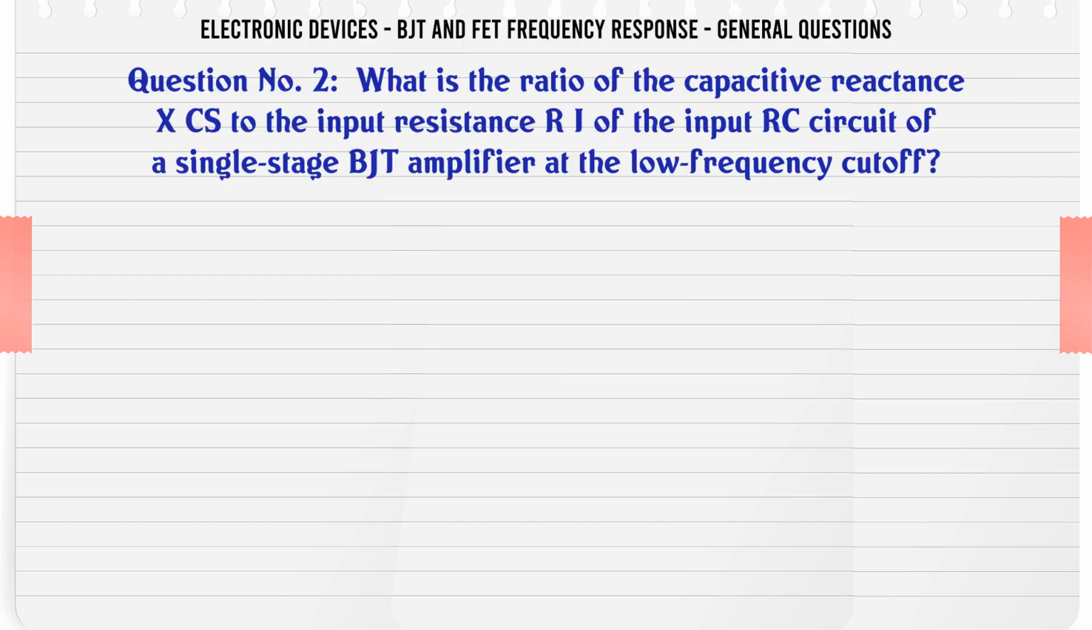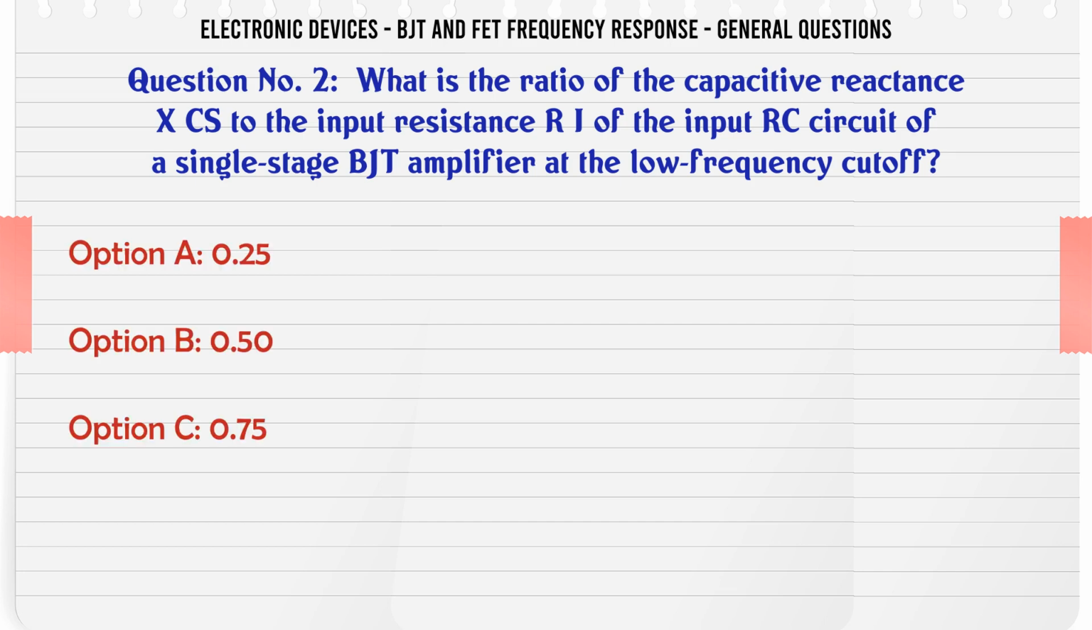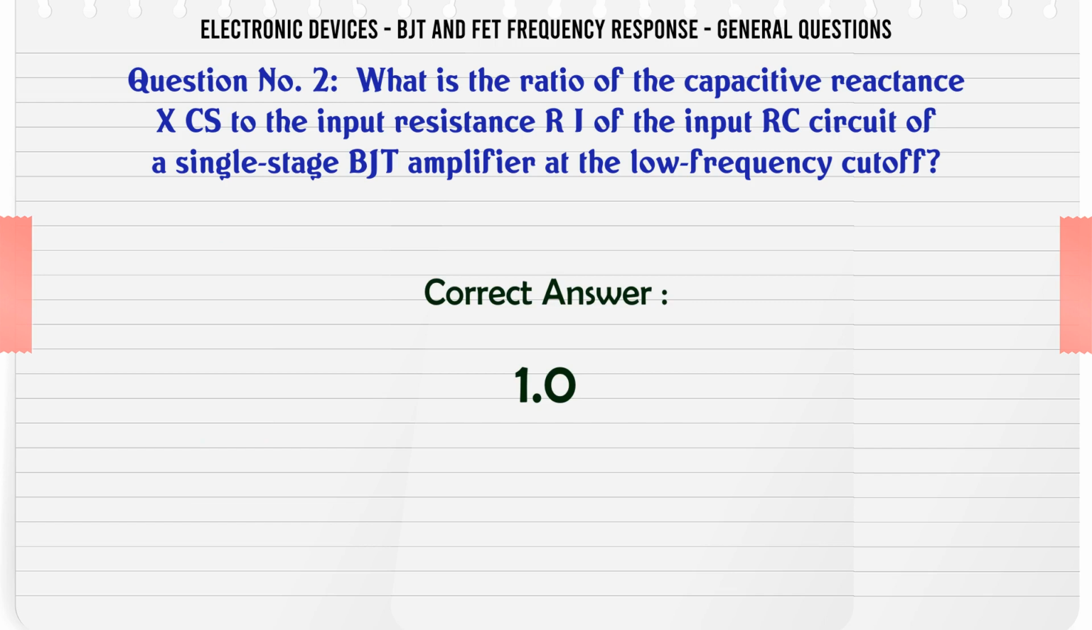What is the ratio of the capacitive reactance XCs to the input resistance Ri of the input RC circuit of a single-stage BJT amplifier at the low frequency cutoff? A. 0.25, B. 0.50, C. 0.75, D. 1.0. The correct answer is 1.0.